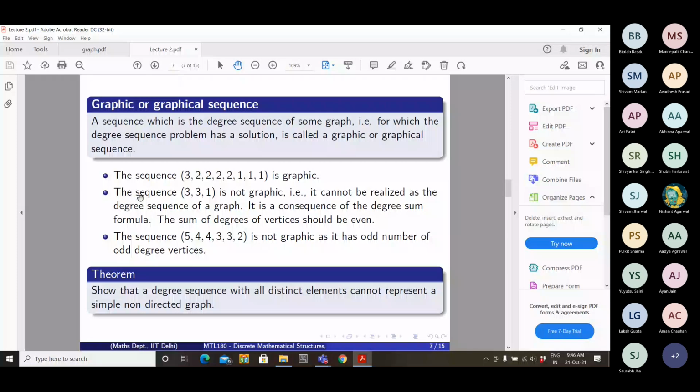If we look at this one, 3, 3, 1, it is not graphic. Why is it not graphic? Sir, there does not exist a graph that will have such a sequence, because if there are only 3 vertices and 2 of them have 3 edges, then the third one must also have at least 2. For it to have 3 edges, it would have to have a self loop as well. So it should be 3, 3, 2. That might exist, but 3, 3, 1 does not.